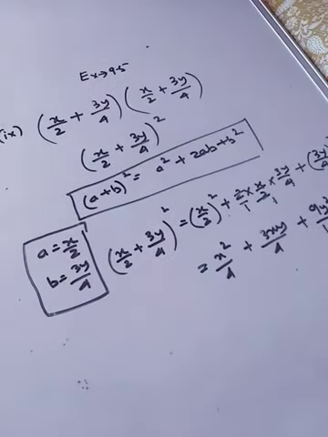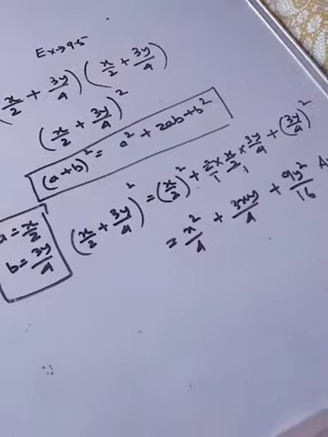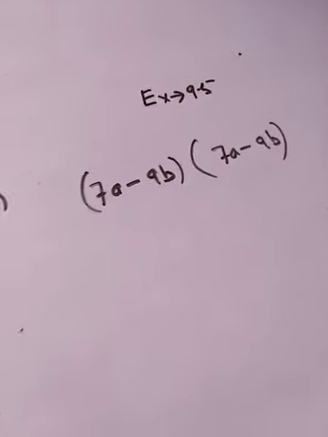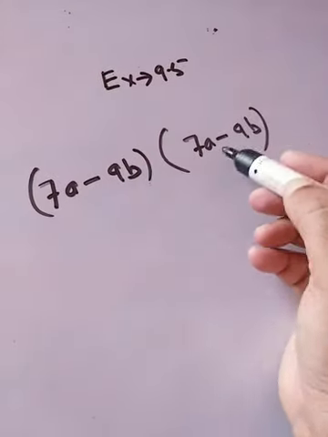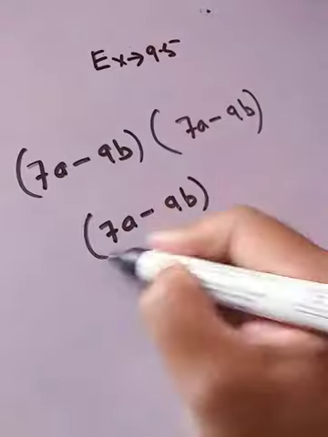Okay. So this is sum number 9. Let's do the last sum of today. That is sum number 10. This is sum number 10. So 7a minus 9b, 7a minus 9b. How can we write it? 7a minus 9b whole square.